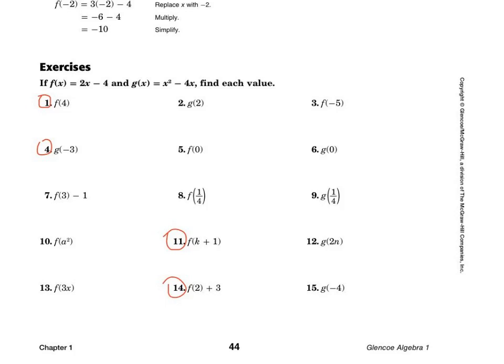Okay, for this worksheet, I want you to do number 1, number 4, 11, and 14. And what you're going to do here is you're going to find the value of each function. Now, the function f of x equals 2x minus 4. That's your function rule. And g of x equals x squared minus 4x. And it works the same way whether you have g or f. Okay? So go ahead and work on 1, 4, 11, and 14.